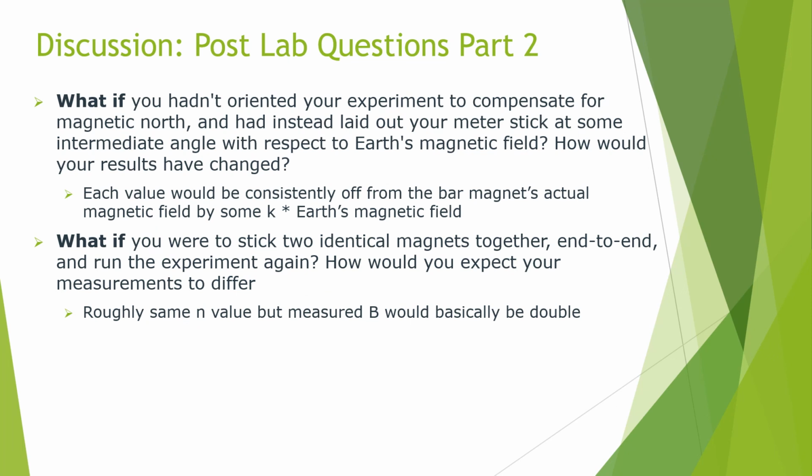So if we didn't account for the magnetic field produced by Earth, each value would have been consistently off from the bar magnet's actual value by some proportion of the Earth's magnetic field. And if we were to stick two identical magnets together and run the experiment again, we would have roughly the same exponent value, but the measured magnetic fields at similar observation points compared to the original experiment would basically be double.